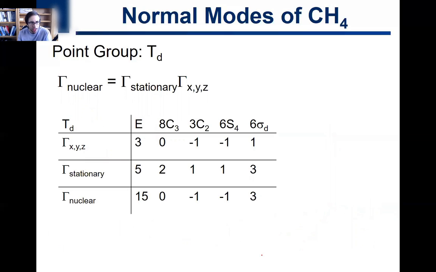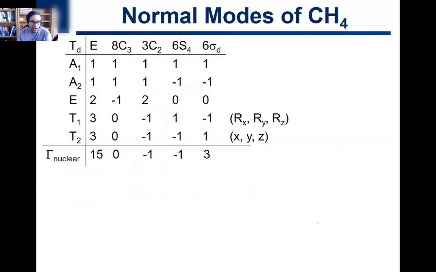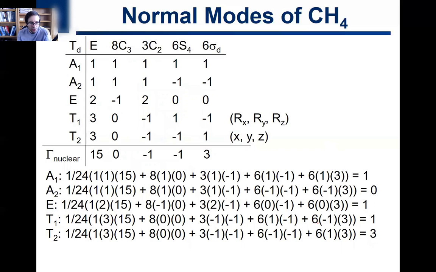Now we have to multiply the gamma stationary that we found out earlier with the gamma x, y, z to get the gamma nuclear. And so we multiply all these values. 3 times 5 is 15, etc., giving us 15, 0, negative 1, negative 1, 3. And now all we have to do, remember, this is all the degrees of freedom of the atoms. So we have to subtract off the translational and the rotational modes.